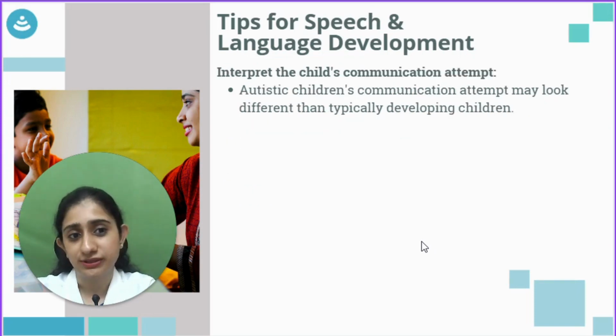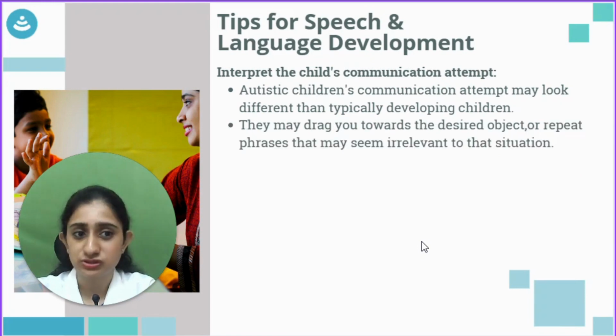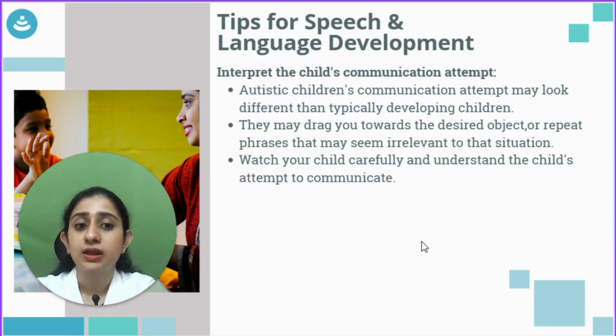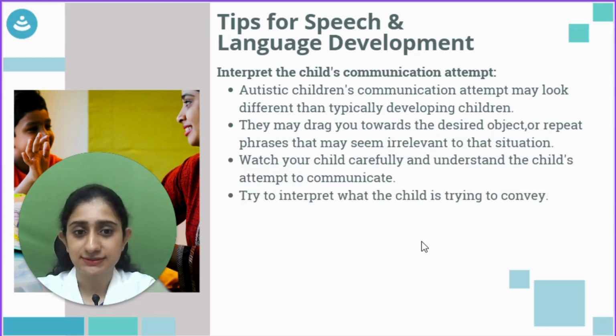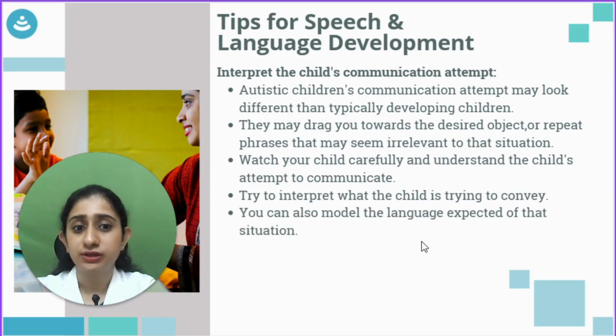Interpret the child's communication attempt. Autistic children's communication attempts may look different than typically developing children's. They may drag you towards the desired object or repeat phrases that may seem irrelevant to that situation to us, but make sense for them. So watch your child carefully and understand the child's attempt to communicate. Try to interpret what the child is trying to convey. You can also model the language expected of that situation.